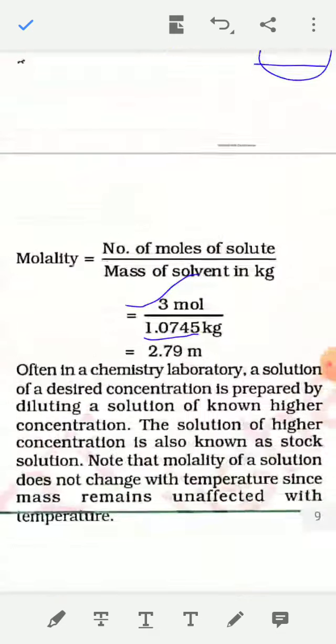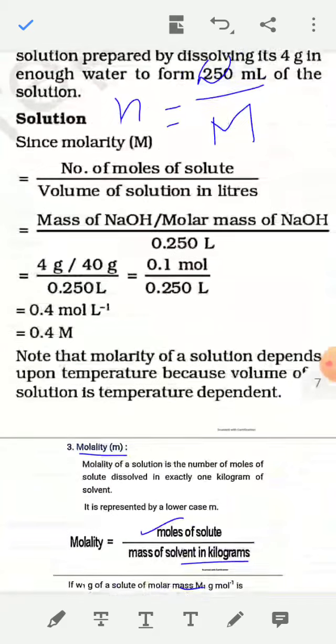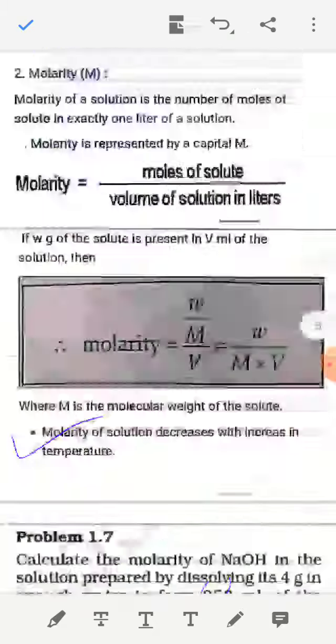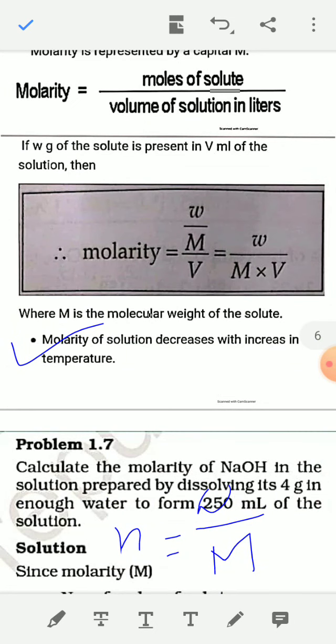So these are the defined concentration units to calculate the concentration of a solution. And you have to remember these concentration terms with their formulas. You have to solve some numerical problems based on these formulas for calculating concentration using different methods.